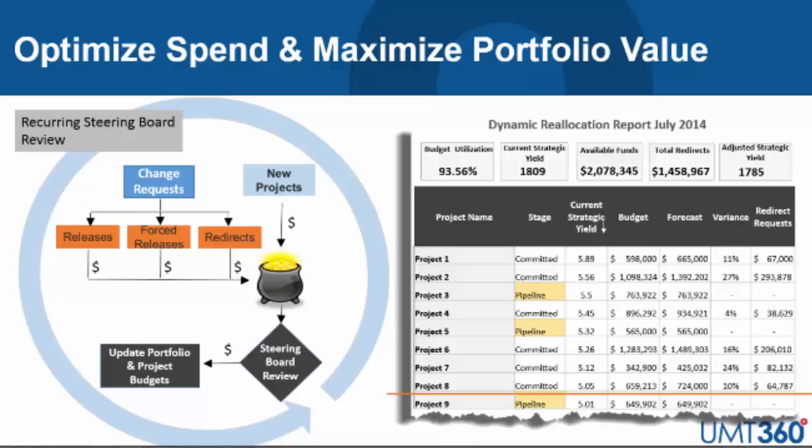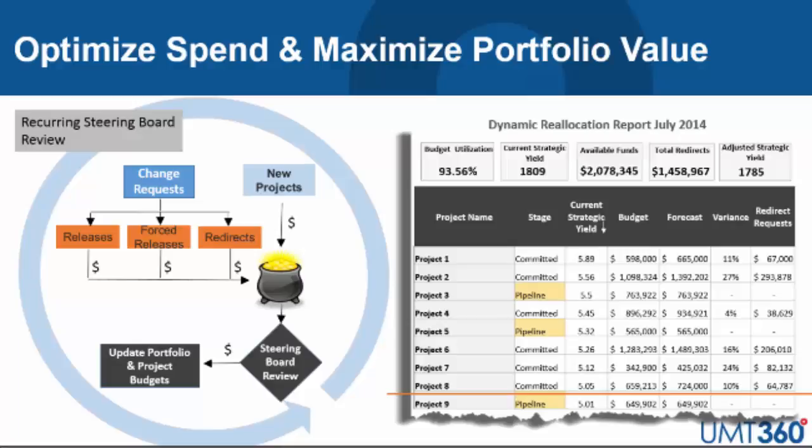what your current budget utilization is, understanding what the current strategic yield from your portfolio is, what available funds you have to be reinvested based on the budget shortfalls or the releases that have been made, and start to look at the total number of change requests requesting more funds versus projects that you can invest in which are new in the pipeline. And it simply shows you how those projects stack up using that strategic yield metric.